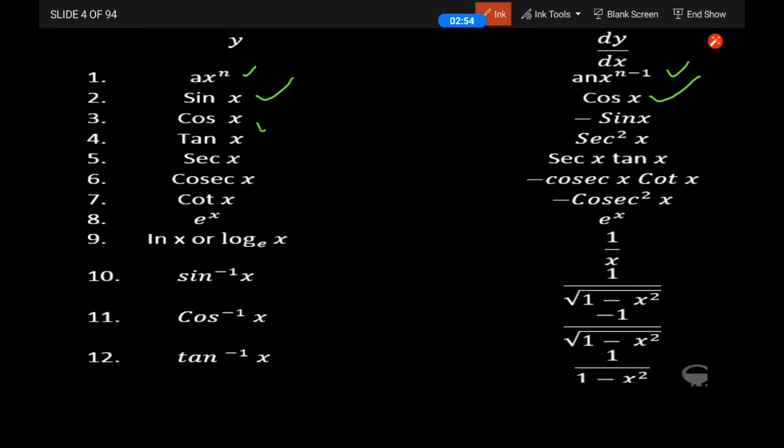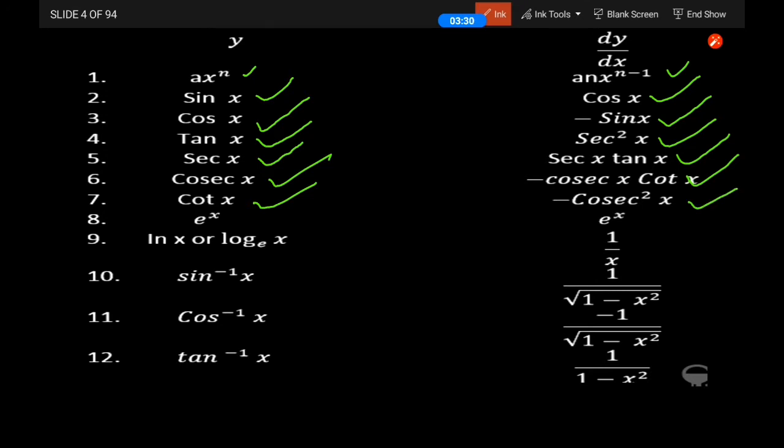If I differentiate cos x, I'll be getting minus sin x. If I differentiate tan x, I'll be getting sec squared x. If I differentiate sec x, I'll be getting sec x tan x. And if I differentiate cosec x, I'll be getting minus cosec x cot x. And if I differentiate cot x, I'll be getting minus cosec squared x.